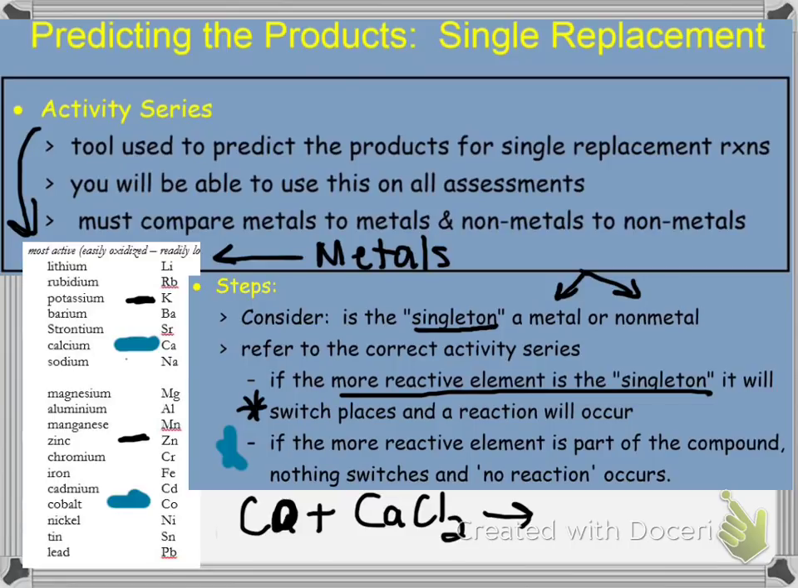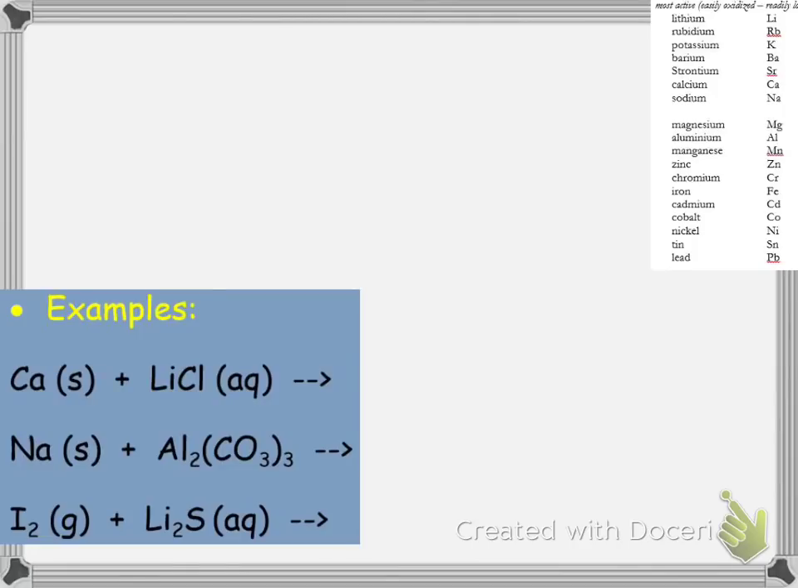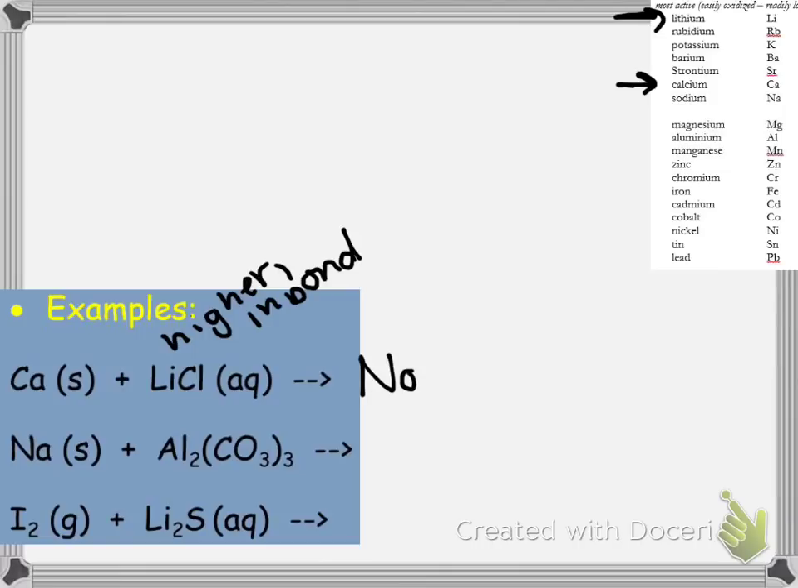So let's take a look at a few more examples. So here we have calcium plus lithium chloride. So first I'm going to find my calcium on the list, which I got right here. Okay, and I have my lithium. So that means lithium is higher, and it's already in the bond. So since the higher or more reactive element is already in the bond, this would have no reaction.